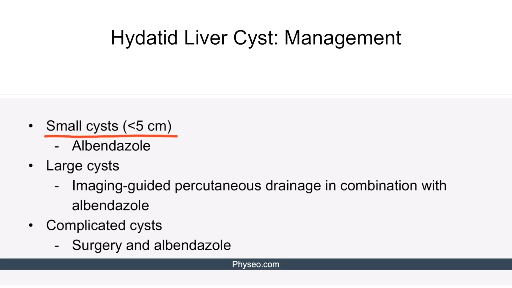Small cysts, less than 5 centimeters in diameter, are treated with albendazole. Large cysts are treated with imaging-guided percutaneous drainage in combination with albendazole. Complicated cysts, such as those consisting of many smaller cysts, or a cyst with rupture or infection, may require surgical removal in addition to albendazole.